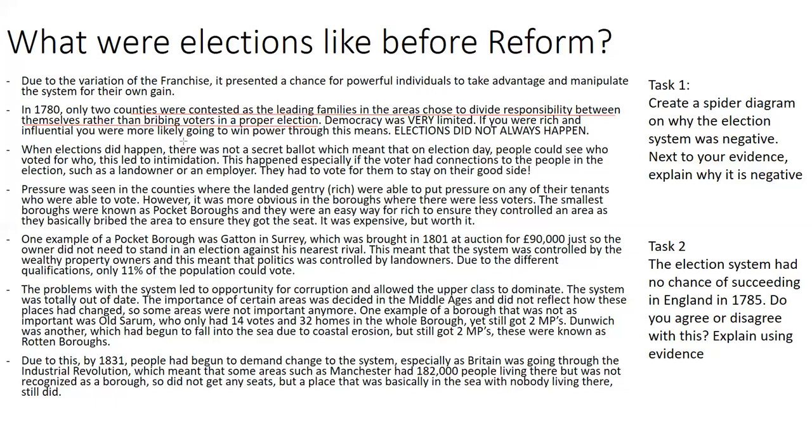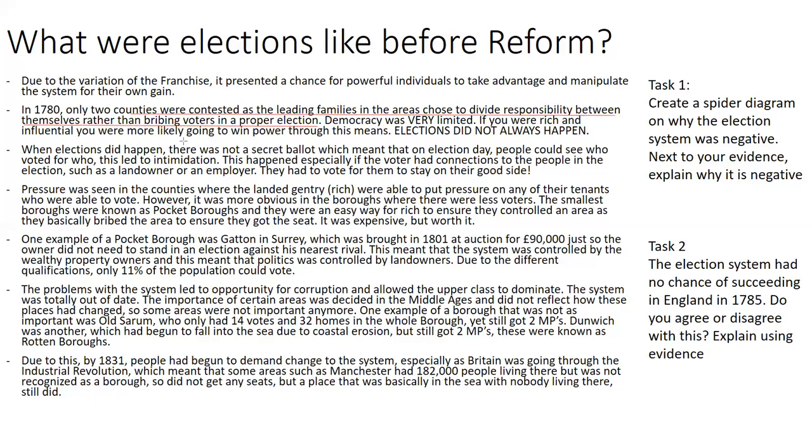Dunwich was another example. Most of the borough of Dunwich was nearly in the sea because of coastal erosion, but they still got 2 MPs. These places were known as rotten boroughs. Okay? Areas that weren't important anymore, but still had representation on a parliamentary scale.